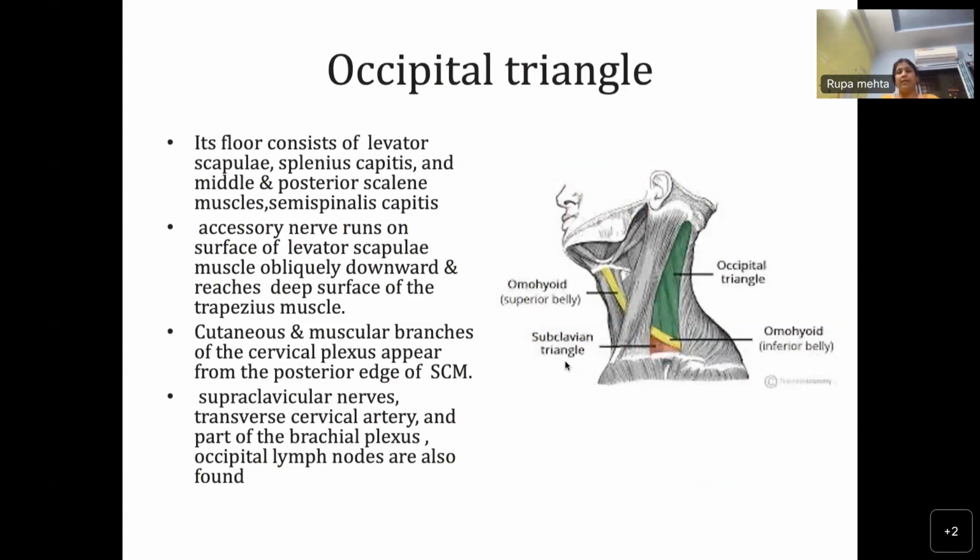Now, occipital triangle. The posterior triangle is further divided by the omohyoid into the occipital triangle and the subclavian triangle. So this is the occipital triangle, the upper part. Its floor consists of levator scapulae. We saw all the muscles which form here. The floor, accessory nerve runs over it. Cutaneous and muscular branches, cervical plexus, and the various arteries, the transverse cervical artery. And then various nodes.